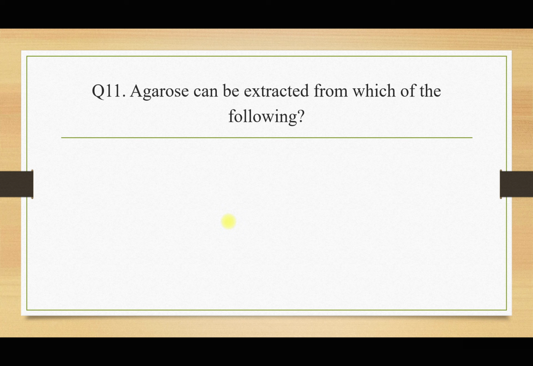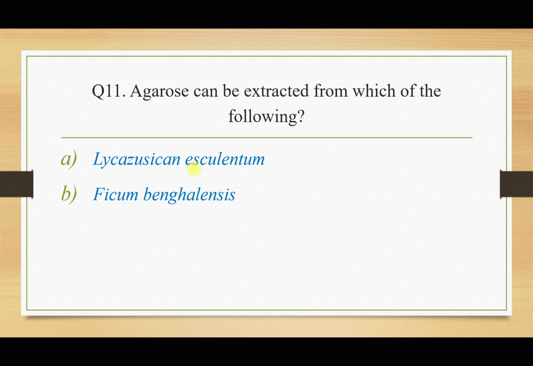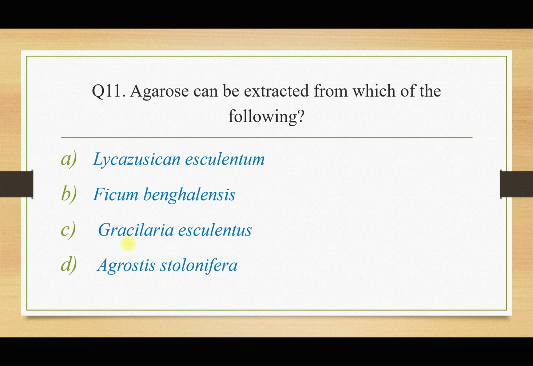Question number 11. Agarose can be extracted from which of the following? A, Lycopersicum esculentum. B, Ficus benghalensis. C, Gracilaria esculenta. D, Agrostis stolonifera. The option which is correct is option C. It is Gracilaria esculenta, a red algae, and agarose is a polymer of galactopyranose.